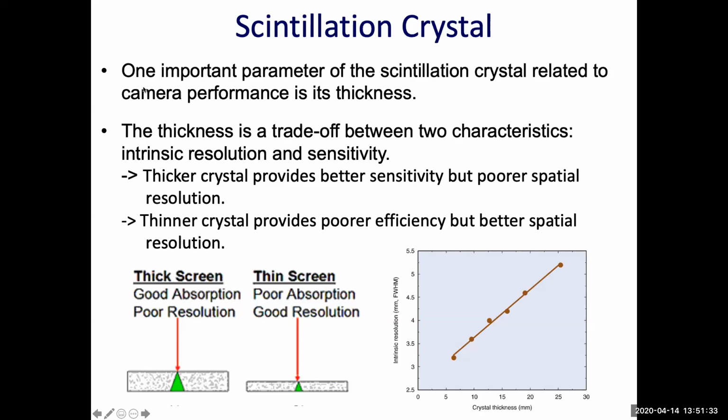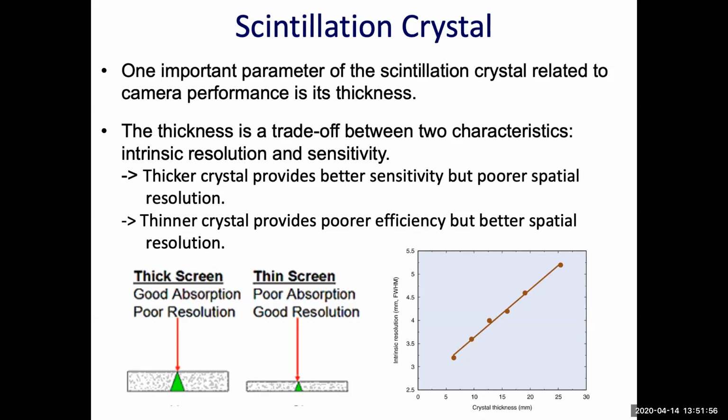One important parameter of scintillation crystal related to camera performance is the thickness of the crystal used in the gamma camera. The thickness is a trade-off between two characteristics, intrinsic resolution and sensitivity. We said there is always a trade-off between sensitivity and resolution. You enhance the sensitivity, you get poorer resolution, and vice versa.